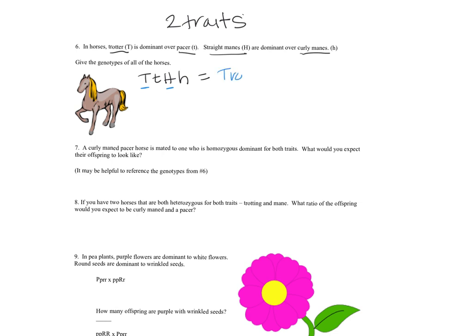So he would be a trotter with a straight mane.